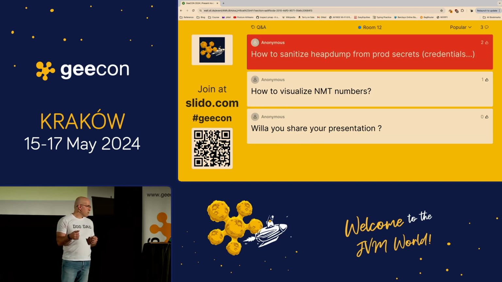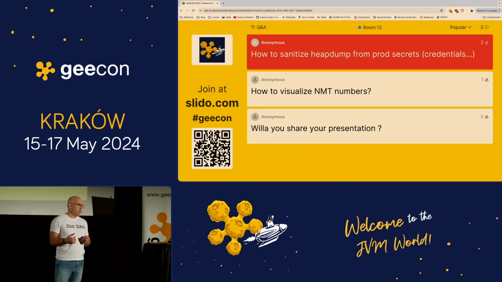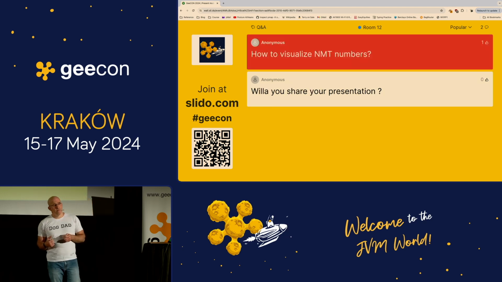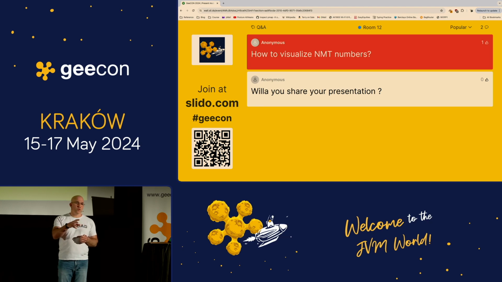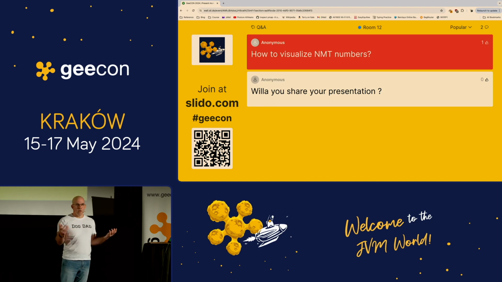How to sanitize heap dumps from prod secrets? I don't know. I would guess there's some tools you can use. This is why a lot of companies have their own JVM teams, so that they don't need to ship heap dumps outside of the company. How to visualize NMT numbers? You can take them from whichever source you get them and plug them into your metric system. We use some export from JMX into the internal metric system. We have some dashboards built on top of Java Mission Control. Pick your poison, really.